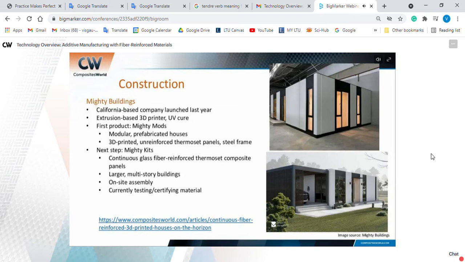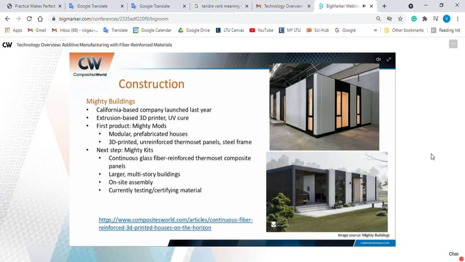The Mighty Mods are prefabricated, transported, installed on site. So they've had success with these, and the next iteration is what we talk about in the supplement this year, because it's a product called the Mighty Kit system, which are larger multi-story structures that can be transported farther and come as kits of materials quickly assembled on site.